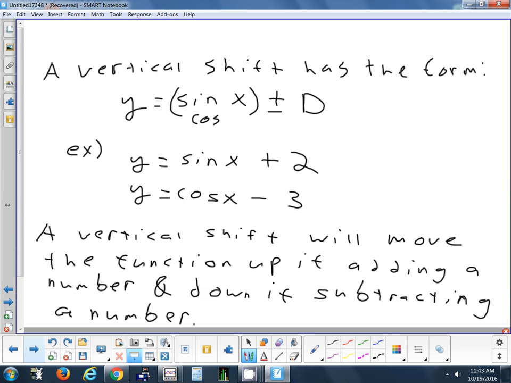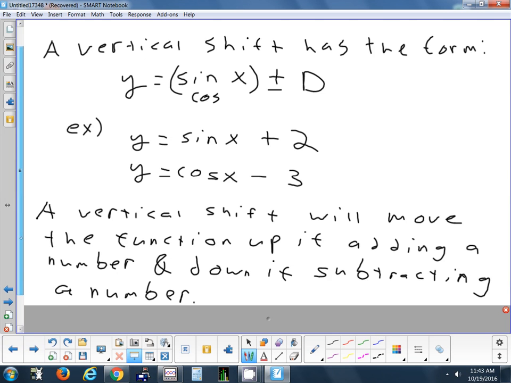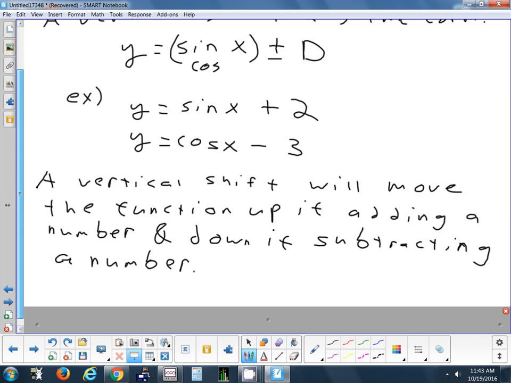Okay, so a vertical shift moves the function up if you add a number, and it moves it down if you subtract. I think the biggest mistake people make with this is they just mix it up with a period change. They just do the opposite, and they get it wrong. Okay, so just don't do the opposite.